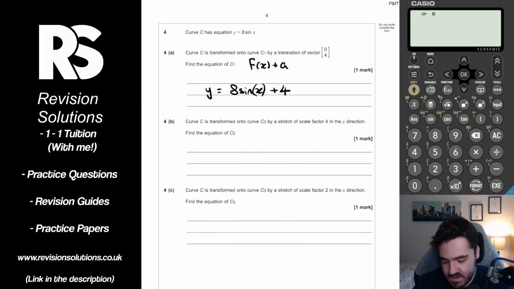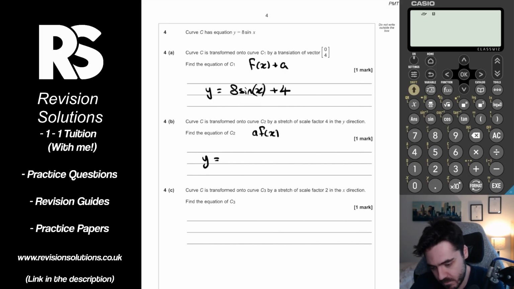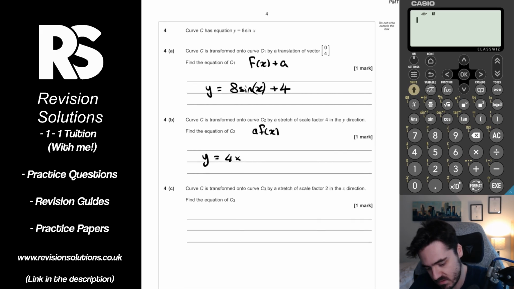Then part B says curve C is transformed onto curve C2 by a stretch of scale factor 4 in the y direction. So a stretch in the y is notated like this. So a times f of x. So we would have y equals 4 times 8 sine of x. Which is just 32 sine of x.